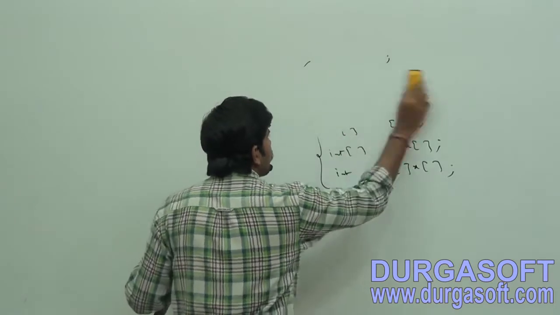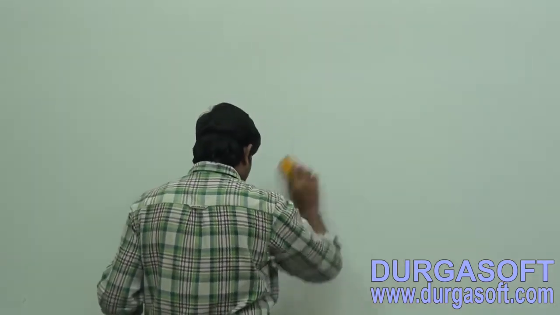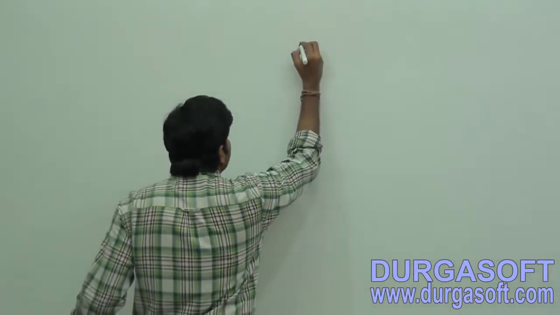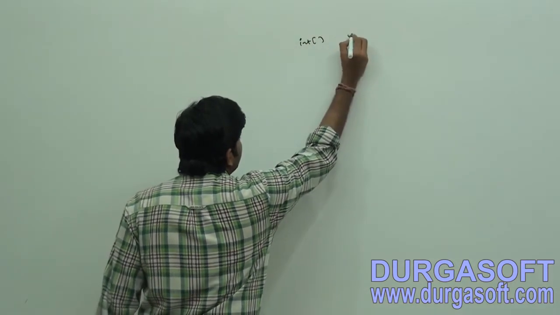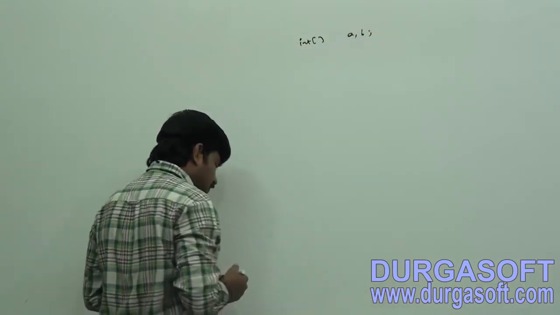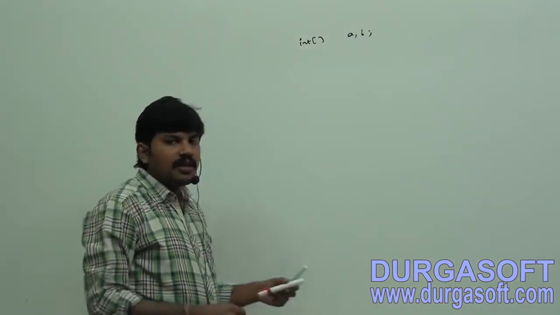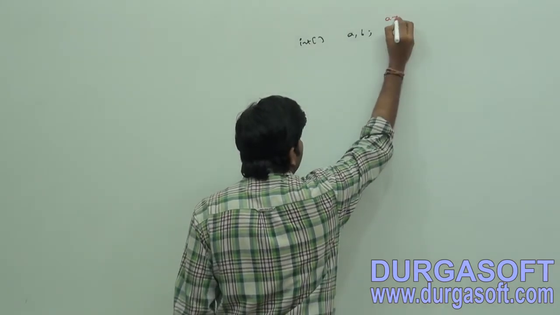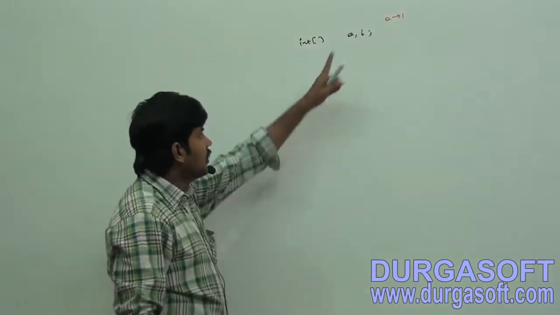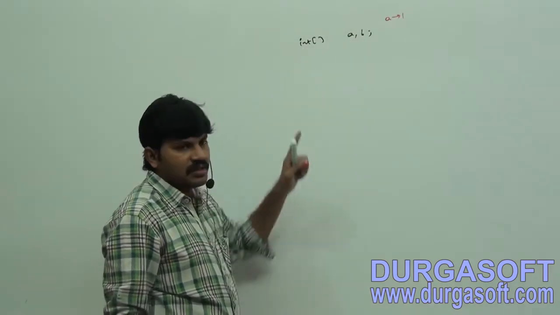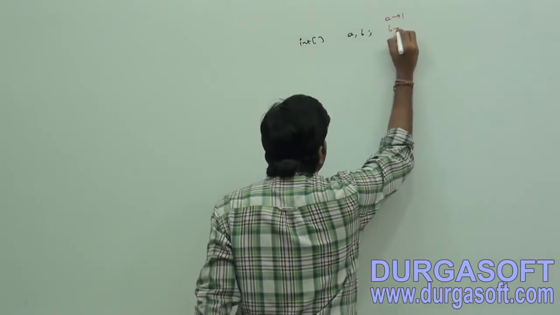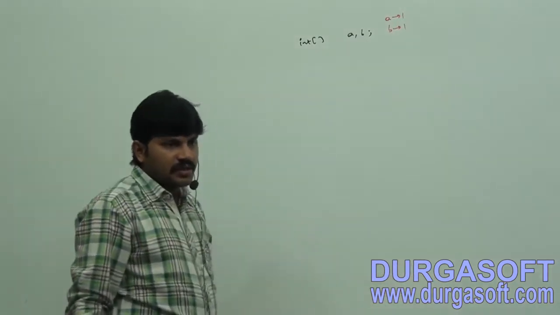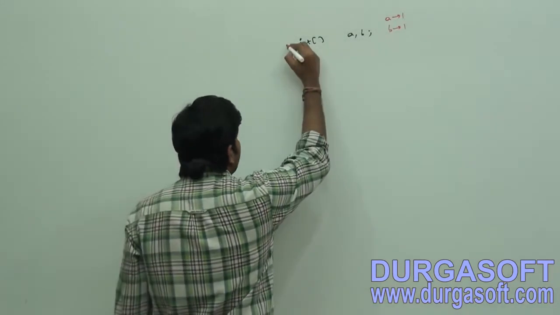Next one. Regarding declarations, there is another important conclusion. Very important. Int array a comma b, I am taking. What is a's dimension? 1. A and b are 1-dimensional arrays. A's dimension is 1. What is b's dimension? 1. Valid.